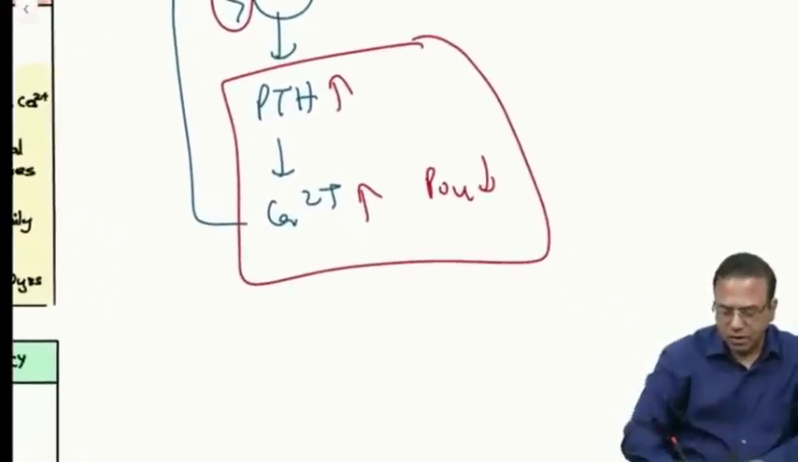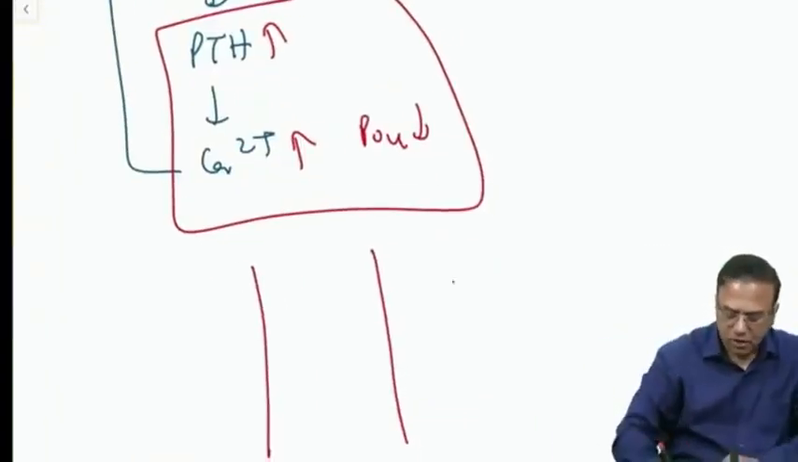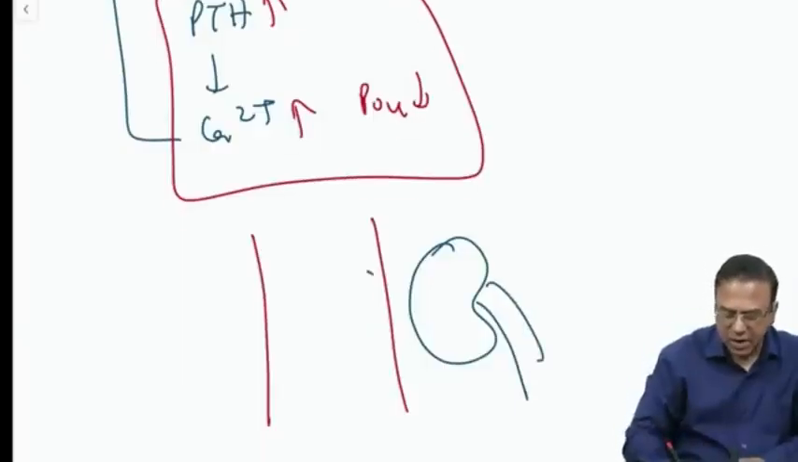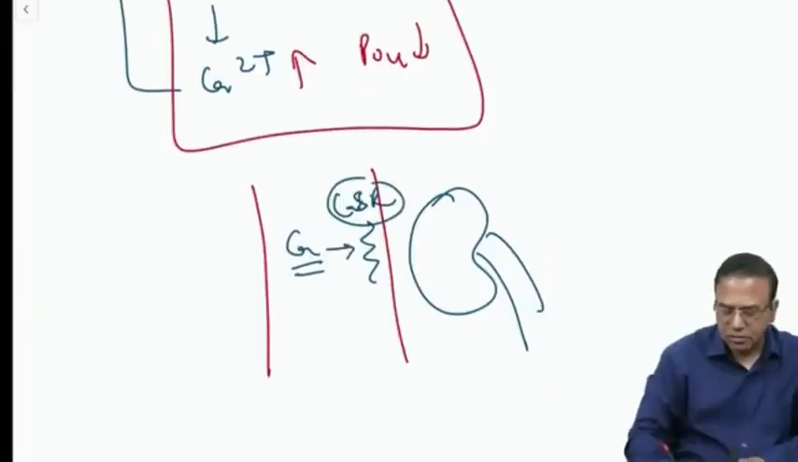Remember that in the blood vessels, in the nephron, in the kidney, this is the kidney. Instead of showing the nephron, I'm just showing the kidney. Inside the blood vessels in the kidney, the calcium sensing receptor senses calcium in the blood. This calcium sensing receptor is defective. Normally what it should do, when it senses the calcium, it does not allow reabsorption of calcium.